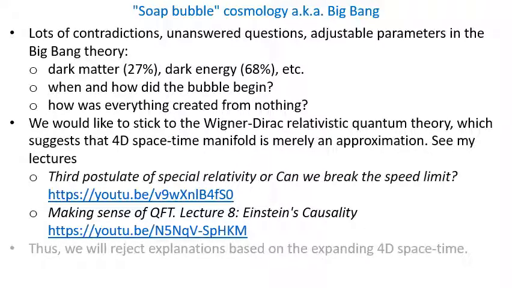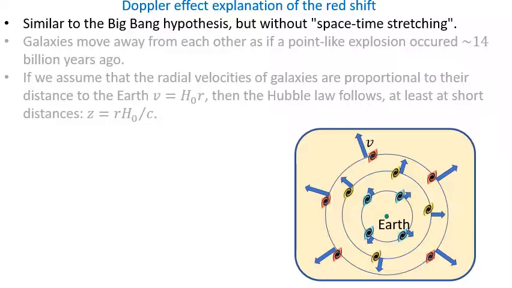In this lecture, we would like to stick to Wigner-Dirac relativistic quantum theory. By the way, this approach avoids using the concept of a four-dimensional space-time manifold. Moreover, it strongly suggests that such a manifold is not a rigorous concept. You can find more detailed discussions of this point in my previous lectures. For all these reasons, we are not going to associate the red shift with expanding spacetime. But what other explanations exist for the red shift?